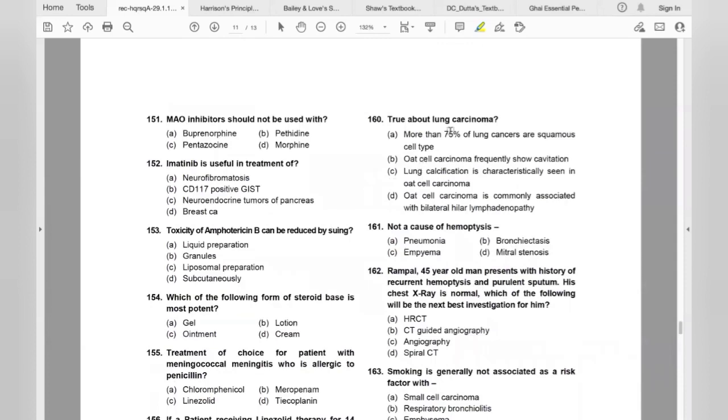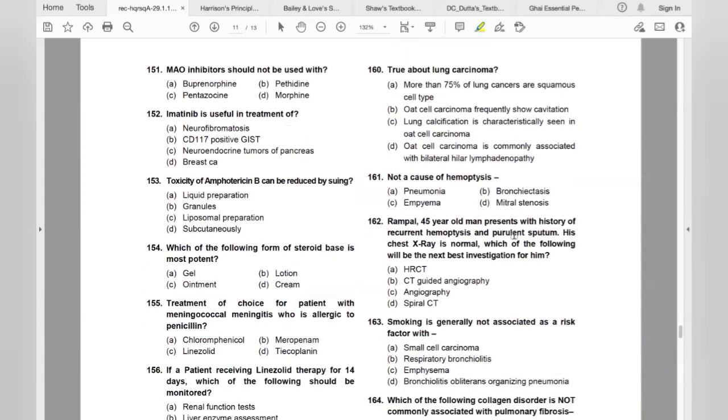True about lung carcinoma. So answer is oat cell carcinoma is commonly associated with bilateral hilar lymphadenopathy. Not a cause of hemoptysis. His answer is empyema.